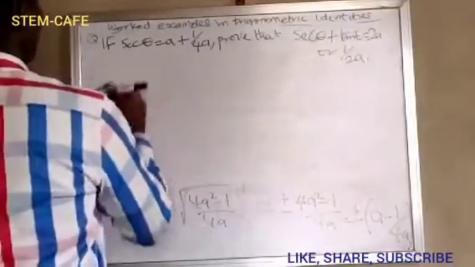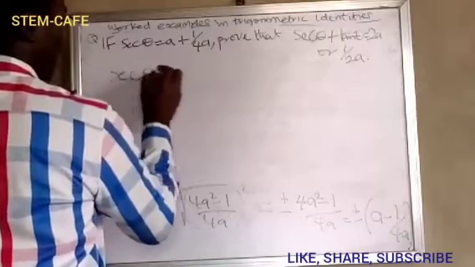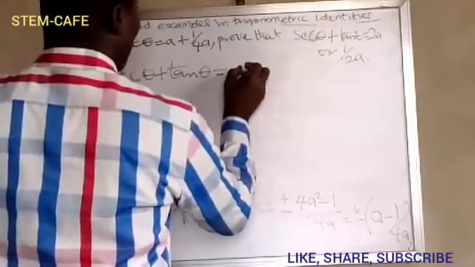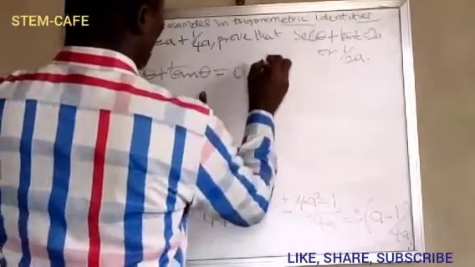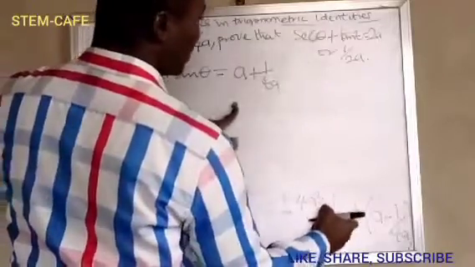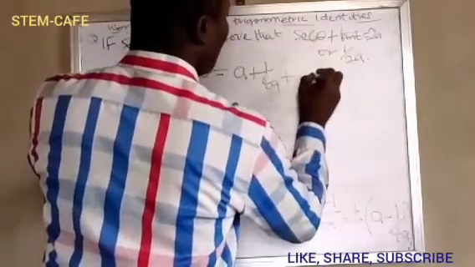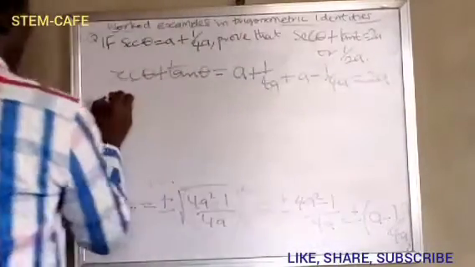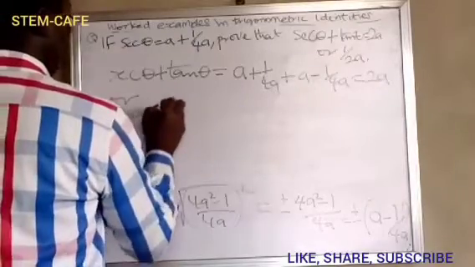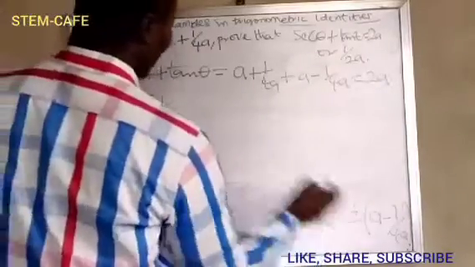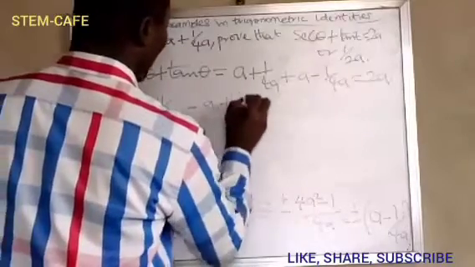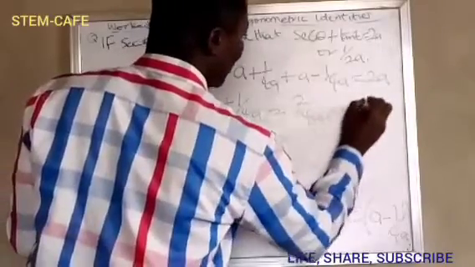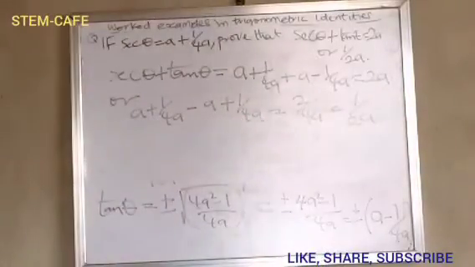Now, sec theta plus tan theta will be equal to either a plus 1 over 4a. If I pick the positive, it will be a minus 1 over 4a, which is equal to 2a. Or a plus 1 over 4a. If I pick the negative, it's going to be minus a plus 1 over 4a, which is equal to 2 over 4a, equals 1 over 2a.